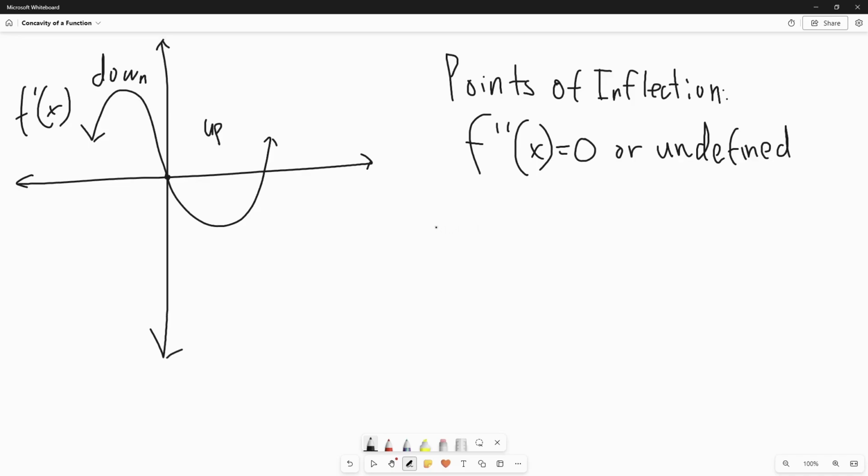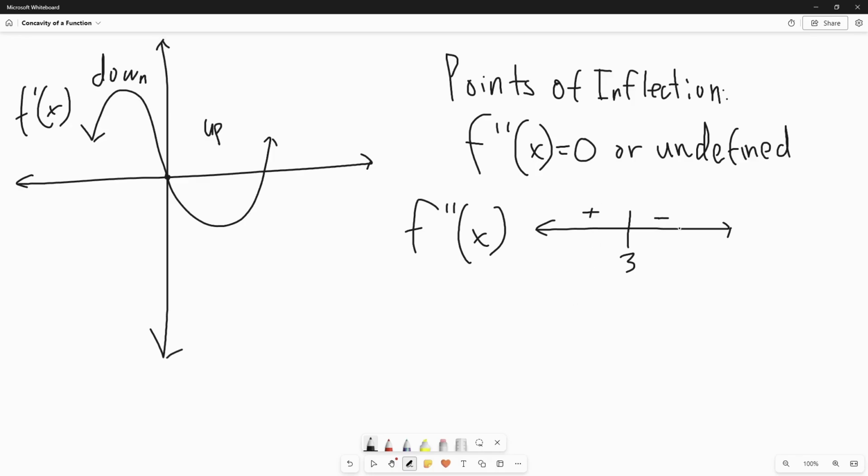And what I mean by that is the sign diagram for f double prime of x should look like this. If you have your x value found right here, it should be negative, positive, or positive, negative. And when we do find the point of inflection, say the point of inflection is when x is equal to 3.